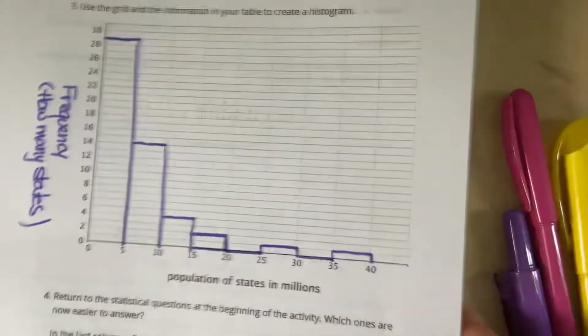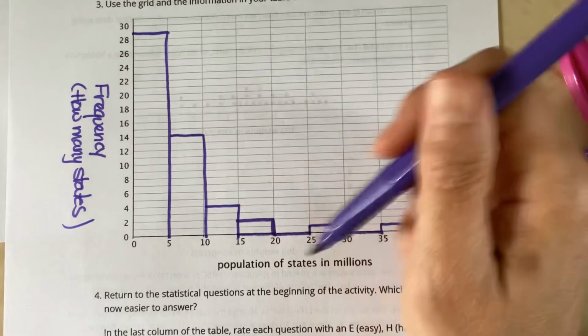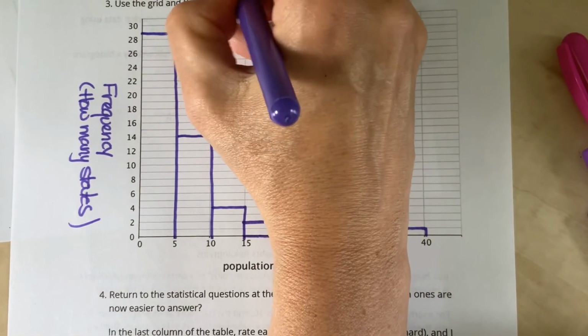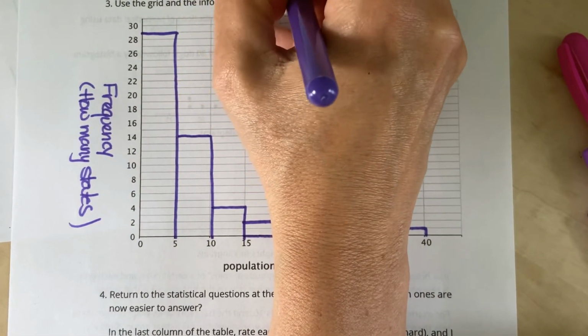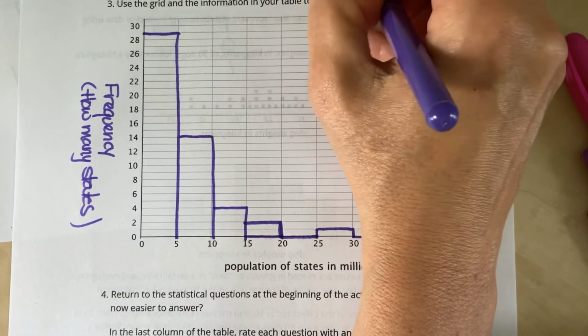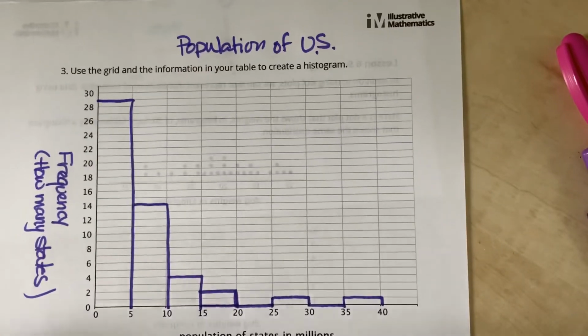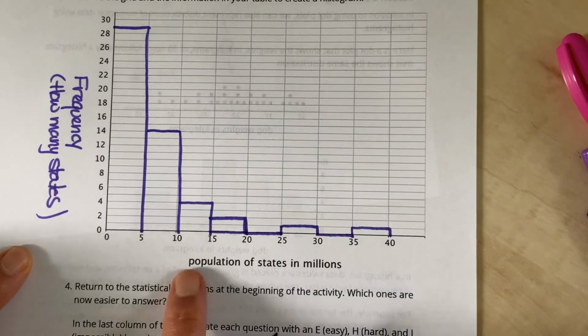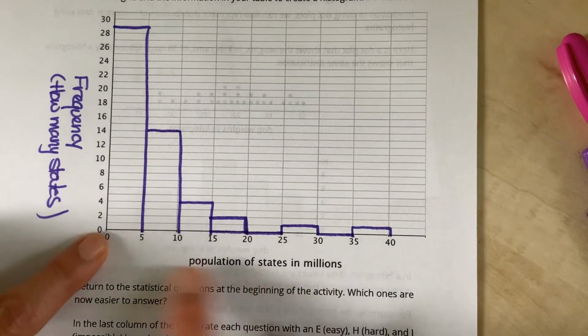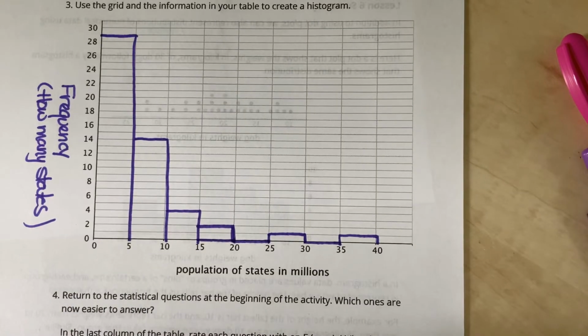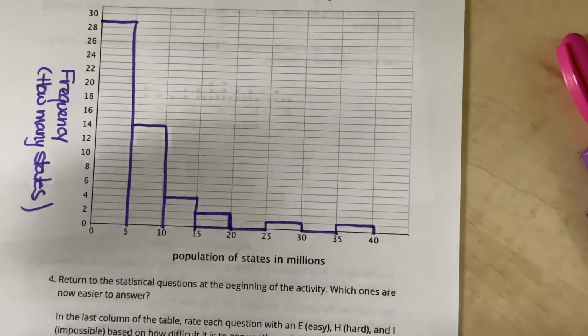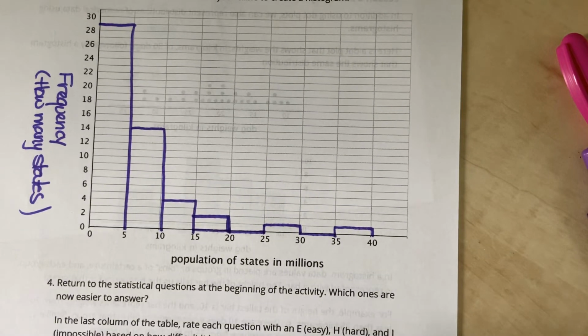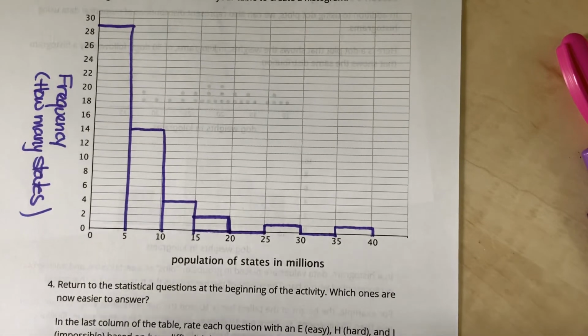Okay, so if I did that, I would title this population of US. Okay, so I titled it. This is how many states. This is saying how many in millions. So this is between 0 and 5 million. Okay. And we kind of did it. It said return to the statistical questions. We already did those, and you'll see how much easier it is on some of them to do it with a histogram. All right, that is it for our histograms.